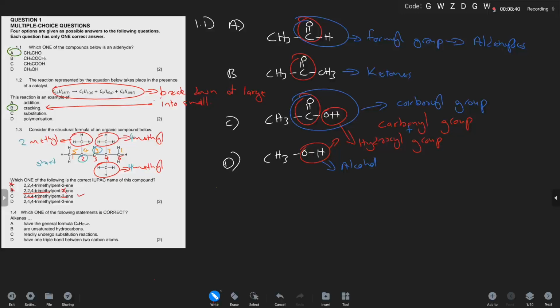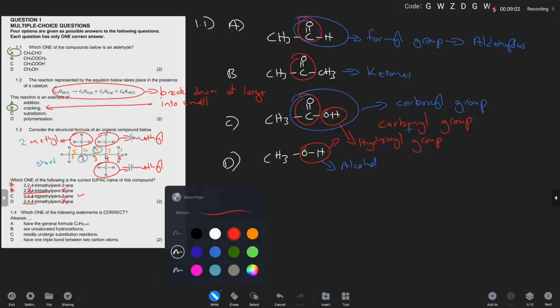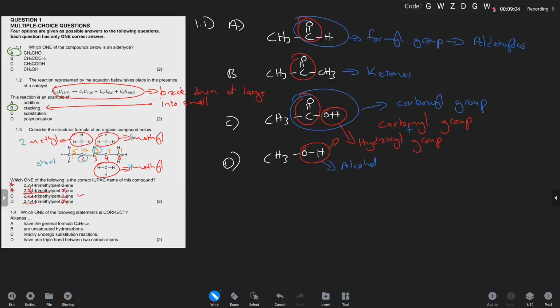And then C, which is the correct answer, we can clearly see 2,2,4-trimethylpent-2-yne. And then the last one, which is D, is also out because it is looking at the functional group being at carbon atom number 3 instead of 2. So the correct answer there will be C.